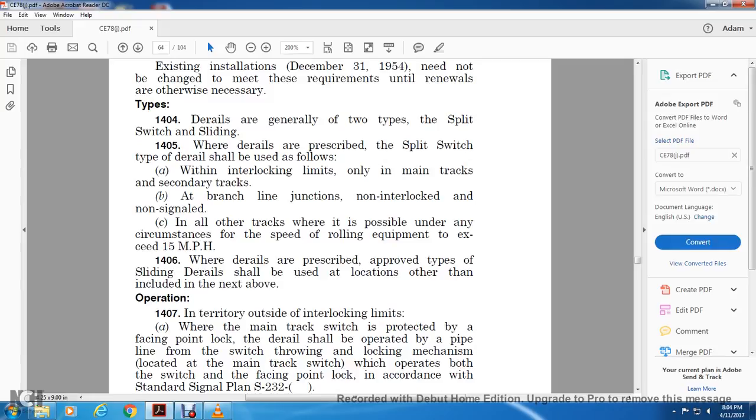Derails are generally of two types: split switch and sliding. Where split switch derails are prescribed, the type of derail should be used as follows: within interlocking limits, on main track and secondary tracks, branch line junctions, non-interlocked and non-signaled areas, and all other areas where there is any possibility of the speed of the rolling equipment exceeding 15 miles an hour. Where derails are prescribed, approved types of sliding derails should be used for locations other than those included above.